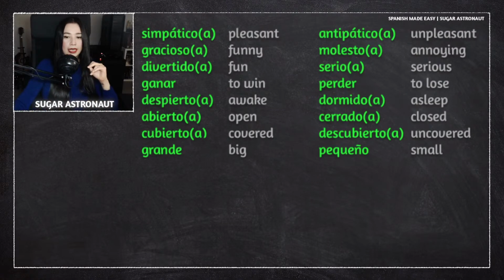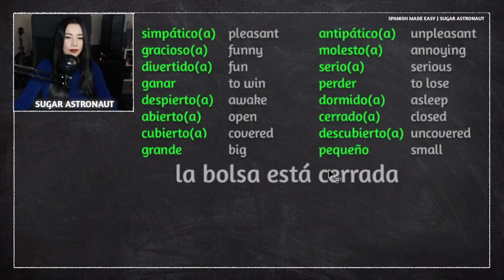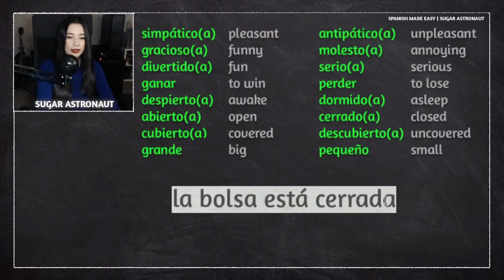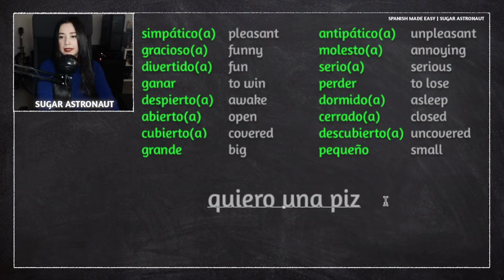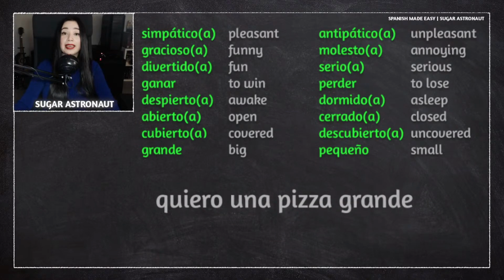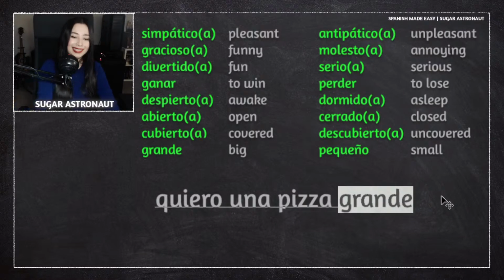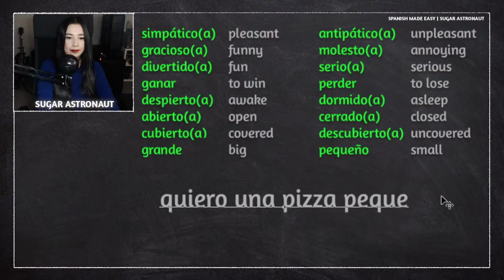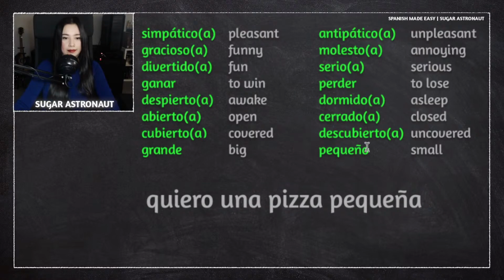So you can say, quiero una pizza grande. I want a big pizza. Okay? Or quiero una pizza pequeña. That means I want a small pizza. Okay? La pizza, feminine. That's why we're using pequeña.